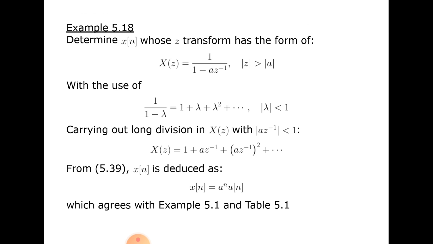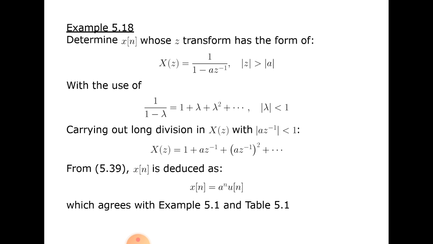Next, determine x of n whose z-transform is of the form X(z) = 1 / (1 - a z^-1), with |z| > |a|. With the use of 1 / (1 - λ), which is equal to 1 + λ + λ^2 and so on, for |λ| < 1.